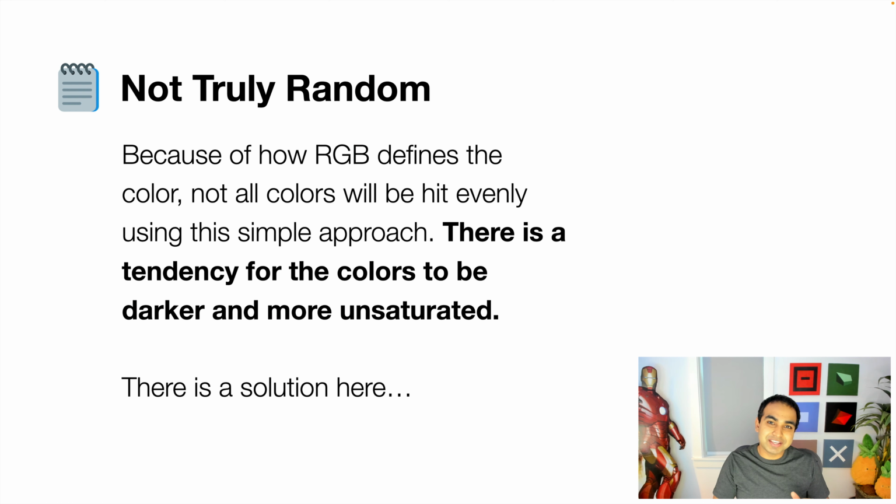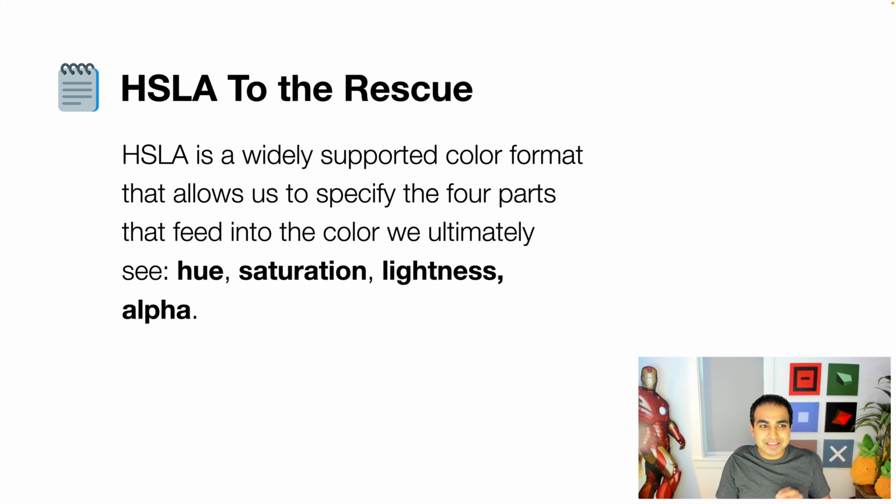But I do think that there is a better solution here, which doesn't take a whole lot of extra effort for us to fully wrap our head around. And so let's go ahead and look at that solution. And that solution is this. Whereas I had some gripes about the RGB color space, HSLA is another color space, a very widely supported one that allows us to specify the 4 parts that feed into a color that we ultimately want to see. And those 4 parts are the hue, saturation, lightness, and alpha.